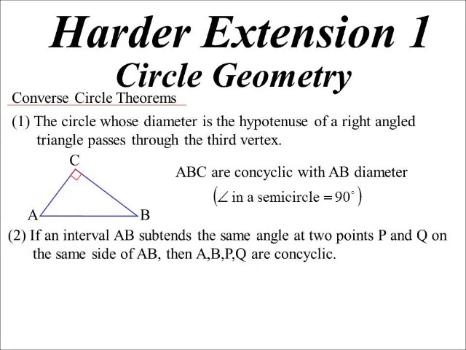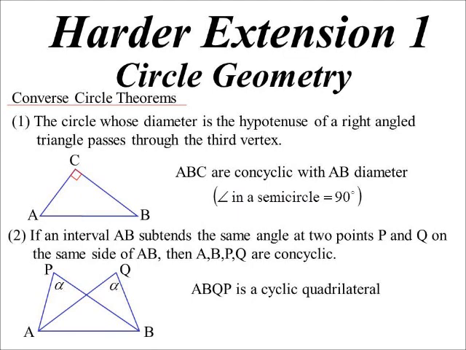This one, look, if an interval AB subtends the same angle at 2 different points, it's that sort of situation, where from 2 points you get the same angle subtended at 2 different places. Then that must create a cyclic quad. So AB in this case subtends alpha at P, and it also subtends alpha at Q. Then that must be a cyclic quadrilateral, because what we're basically looking at is angles in the same segment are equal.